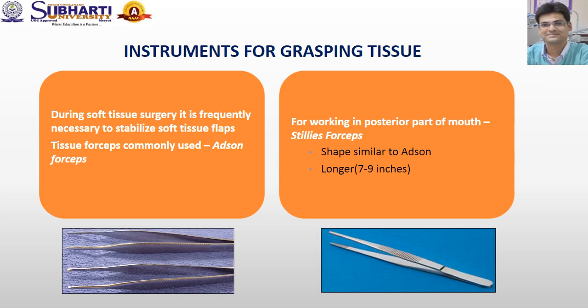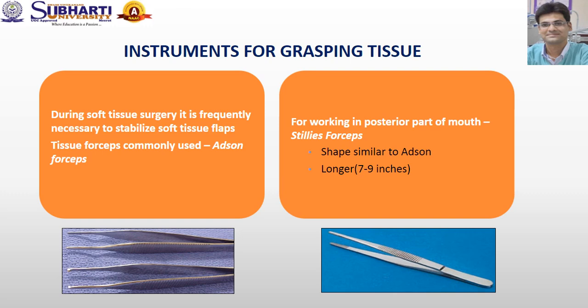Various oral surgical procedures require the grasping of tissue by the surgeon for the purpose of incision, to pass a suture material, or to control bleeding. The most commonly used instrument is the Adson forceps. It is available in two forms, toothed and non-toothed.